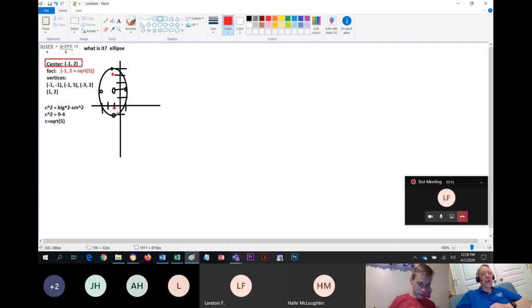So once you have that, now you just can eyeball and look at where the vertices are. This point here on the bottom is -1, -1. This point on the top is -1, +5. This point here is -3, +2. And this point here is +1, +2.